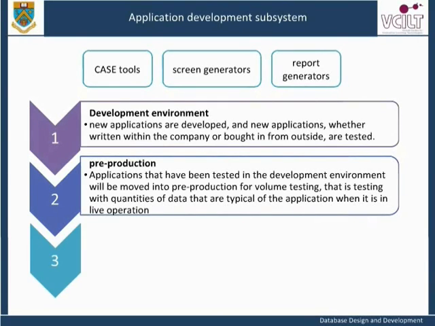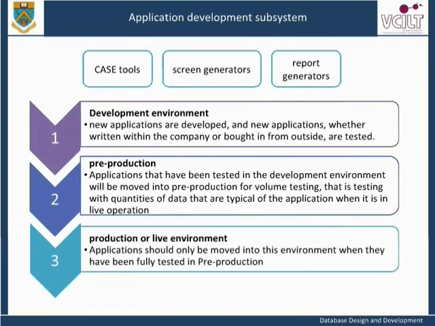The final environment is known as the production or live environment. Applications should only be moved into this environment when they have been fully tested in pre-production. Security is nearly always a very important issue in the production environment, as the data being used reflects important information in current use by the organization. Each of these separate environments will have at least one database system, and because of the widely varying activities and security measures required in each environment, the volumes of data and degree of administration required will itself vary considerably between environments, with the production database requiring by far the most support.